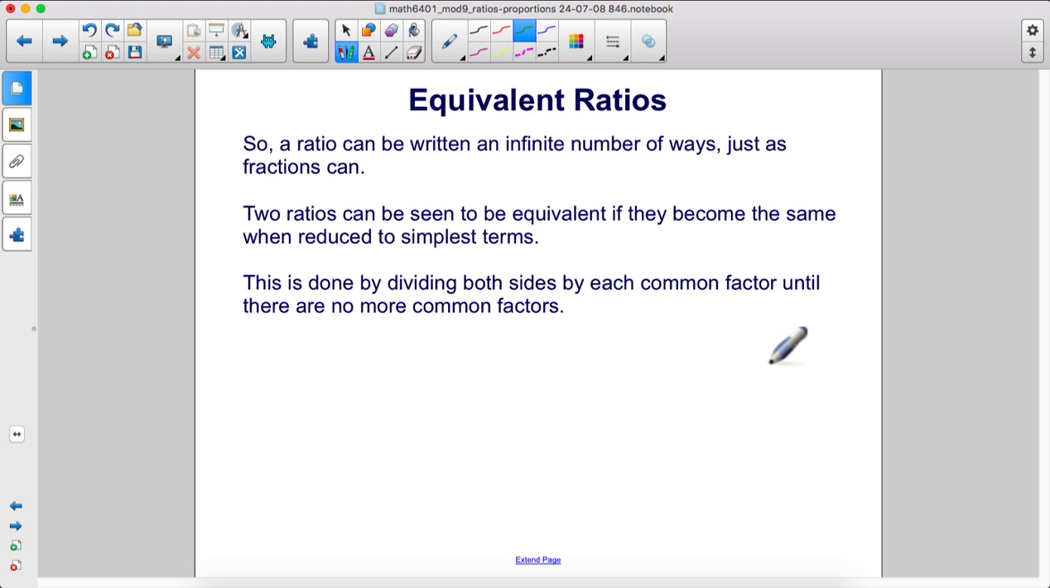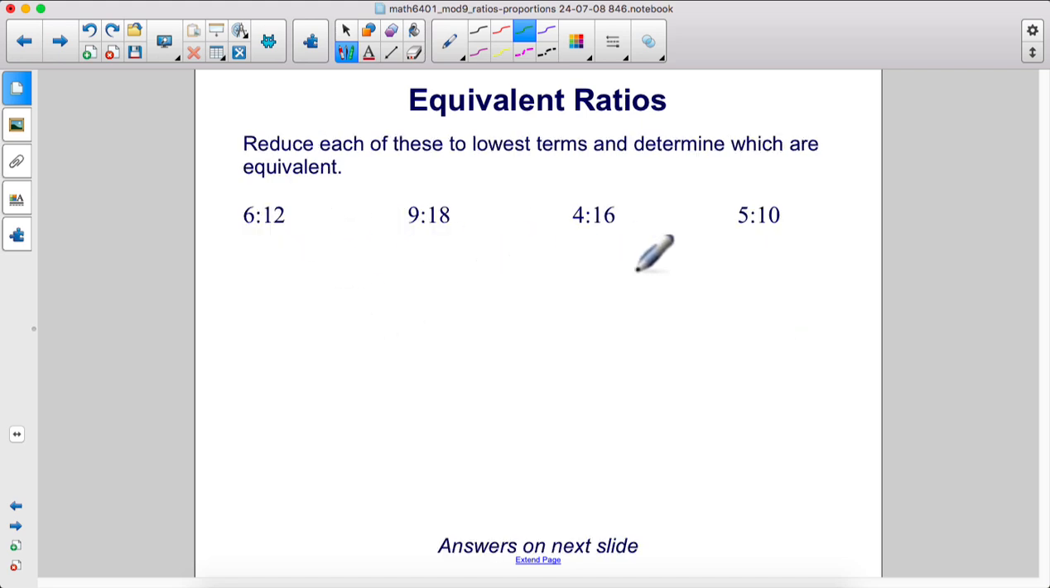Two ratios can be seen to be equivalent if they become the same when reduced to simplest terms. This is done by dividing both sides of each by common factors until there are no more common factors. Reduce each of these to lowest terms and determine which are equivalent. Alright, 6 to 12. Both of these are divisible by 6. So let's divide both sides by 6 and we get 1 to 2.